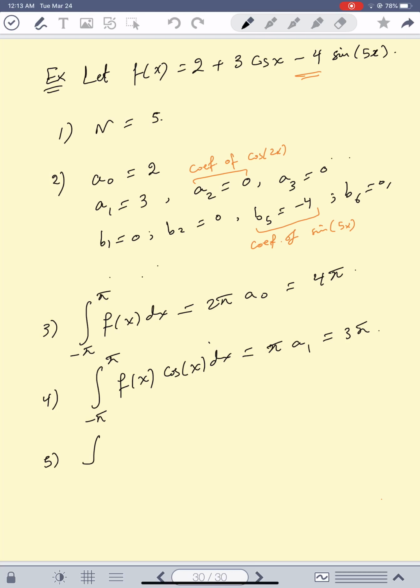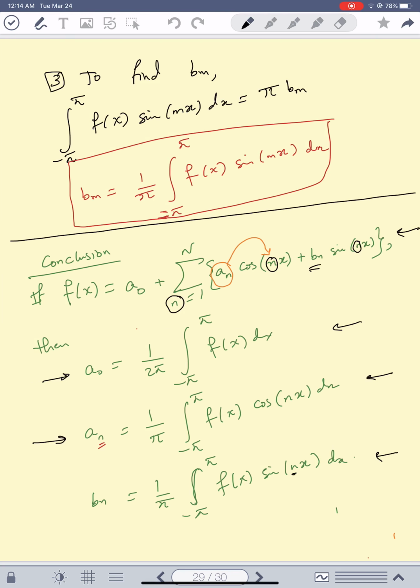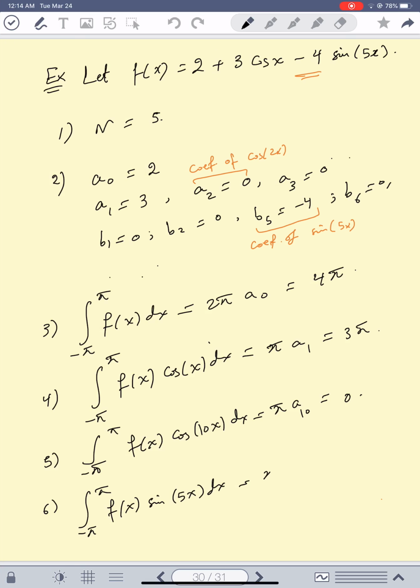For example, what is the integral from -pi to pi of f of x cosine 10x dx? If you look at this formula, cosine 10x means you're talking about a10. So this will be pi times a10, but in this example, what is a10? A10 is the coefficient of cosine 10x, which we don't have, which is 0. And if you compute the integral from -pi to pi of f of x, for example, sine 5x dx, sine 5 means b5. So this is pi b5, and b5 in this example is the coefficient of sine 5x, which is -4, so this is -4 pi.